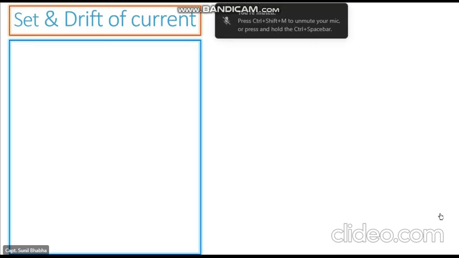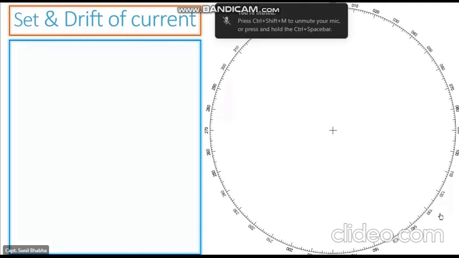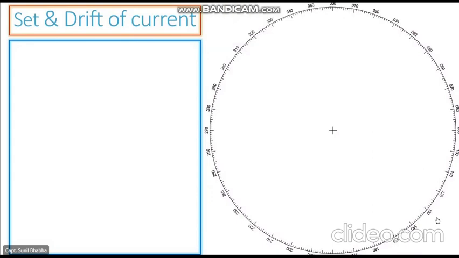Now moving further, using our knowledge and technique of radar plotting, we can also obtain the set and drift of the current which is affecting our ship in a particular area. In some of the radar plotting questions, this concept may be required. So let us now see how we use the radar plotting technique to obtain the set and drift of the current.